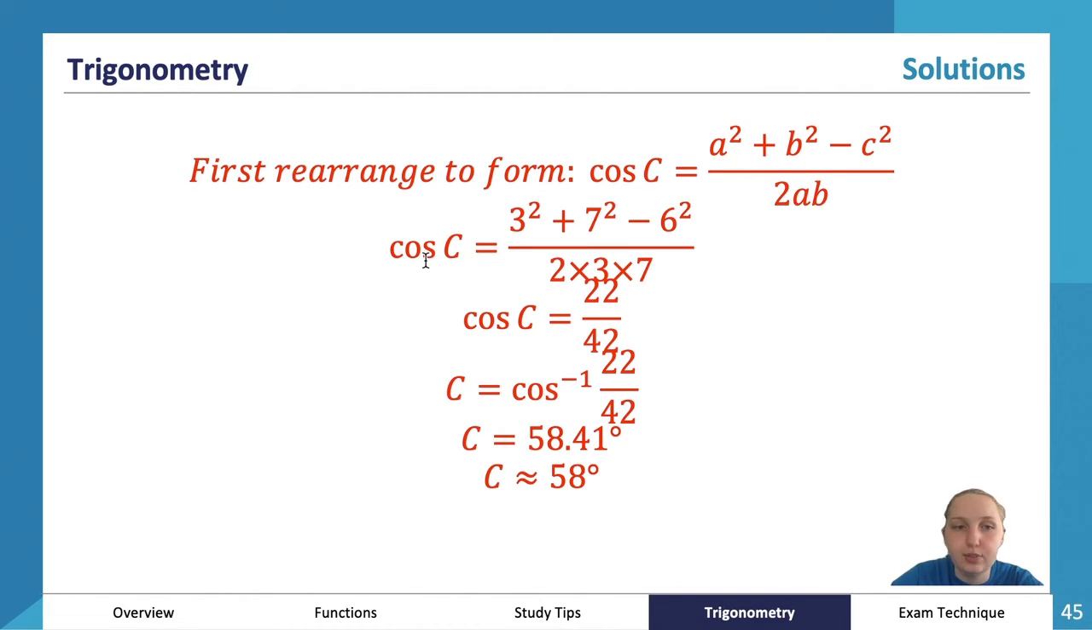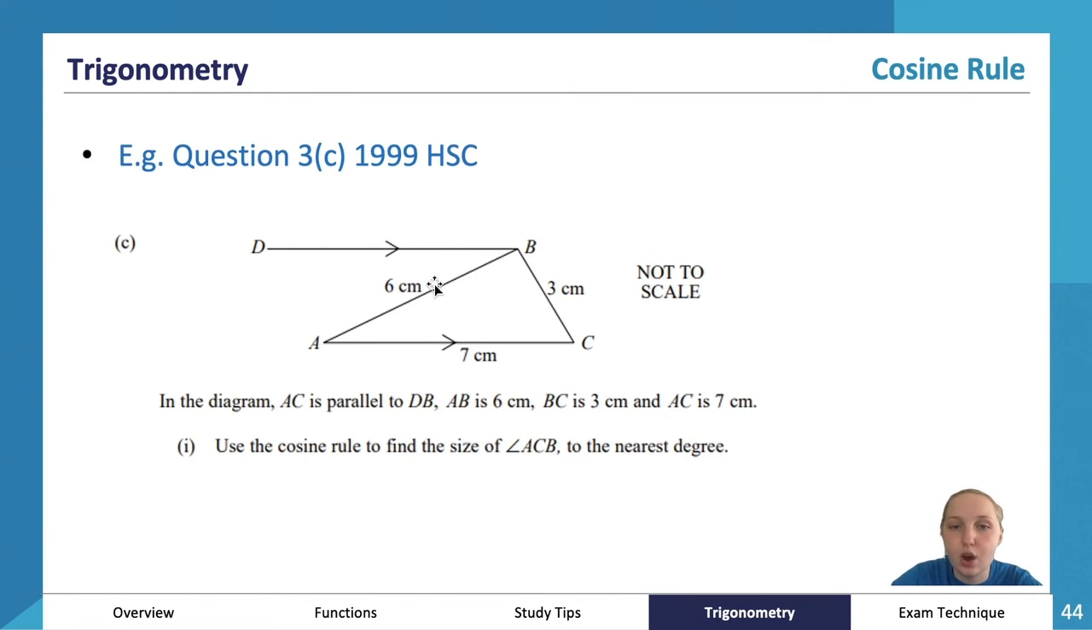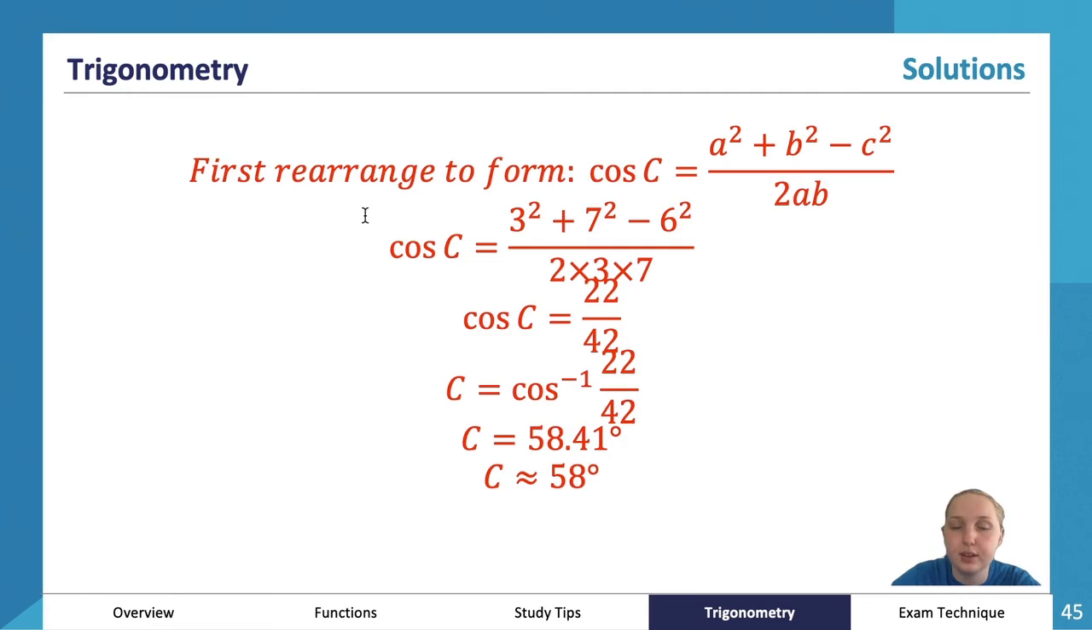So then we've got cos C equals 3 squared plus 7 squared minus 6 squared, making sure that whichever side you're subtracting is the one opposite the angle you're trying to find. Okay, so we're trying to find this angle, so the side we are subtracting has to be the one opposite to that. Okay, so then we get 3 squared plus 7 squared minus 6 squared over 2 times 3 times 7. So we'll get cos C is equal to 22 over 42.